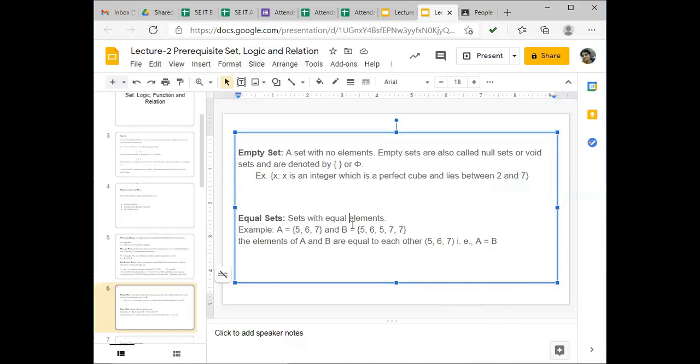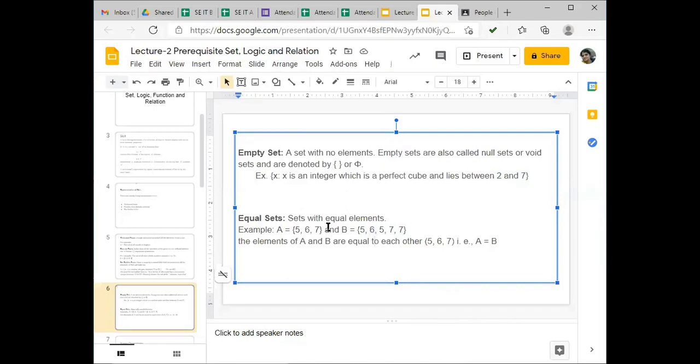Equal sets. Sets with equal elements. Equal set means sets with equal elements. See here, are sets A and B equal? Yes, they are equal because they have the same elements 5, 6, 7. Maybe the number of times an element is repeated is more, but it has the same elements 5, 6 and 7.